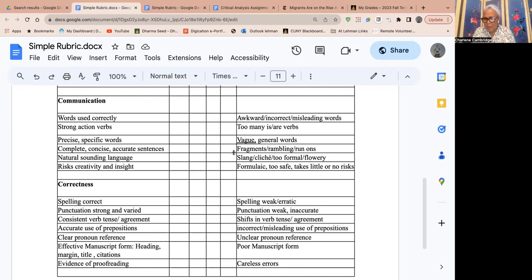How many of you have been accused of doing ramblings and run-ons and fragments? You've got to watch that. It's better to keep your sentences short with strong verbs. Natural sounding language. Sometimes you write too slang, too cliche. You just repeat something that somebody said that you heard that sounded good. It's something that's being said over and over and over. The language is too flowery.